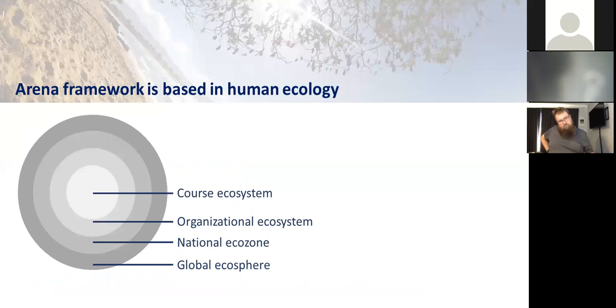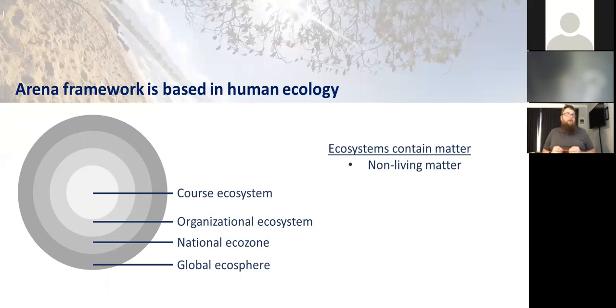Now, the diagrams that are represented using this human ecology have these circles, which are actually a Venn diagram. At the very center, we've got the course ecosystem, nested inside the organizational ecosystem, the national ecozone, and then at the highest level, the global ecosphere. Within these ecosystems, we have non-living matter, and this can take the form of hardware, software, lesson plans, educational policies, anything that's non-living. We also have living matter, also referred to as species.